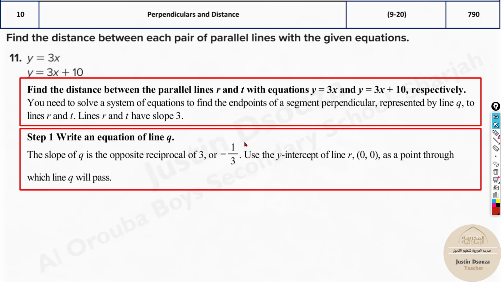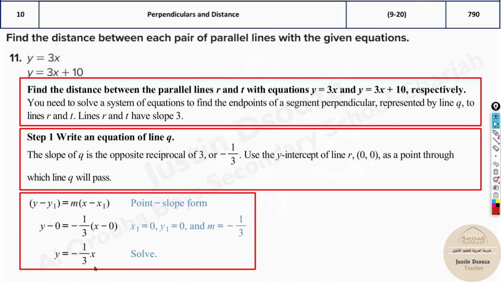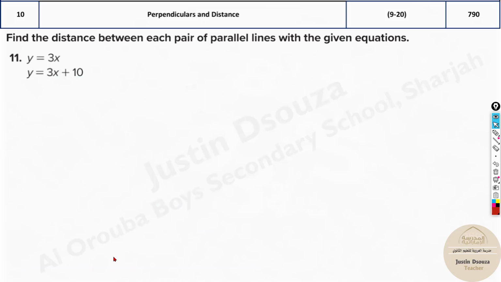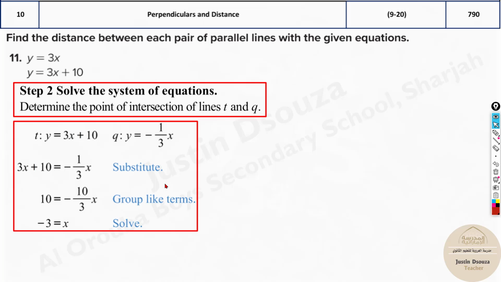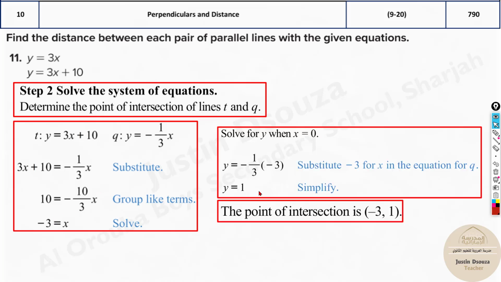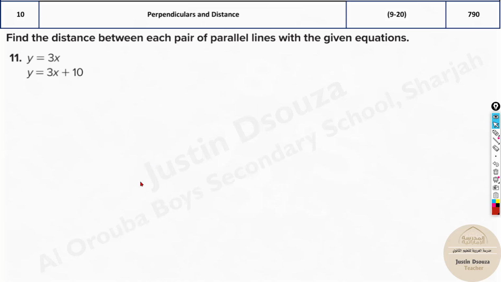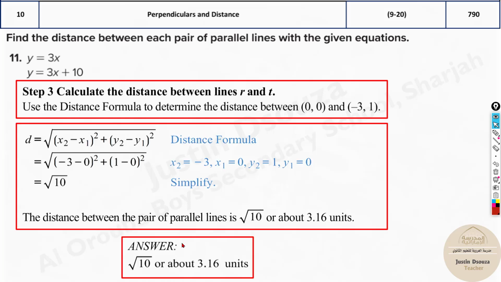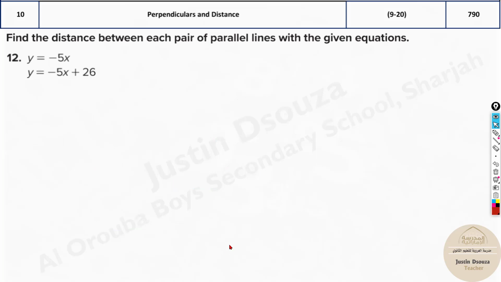Over here you find the equation of the perpendicular line, find the slope of the perpendicular line, then the equation, and then the intersection points with the other line, x and y value, and then what you do is you just find the distance between them. That's how we get the answer. Root 10 or 3.16 is the answer.